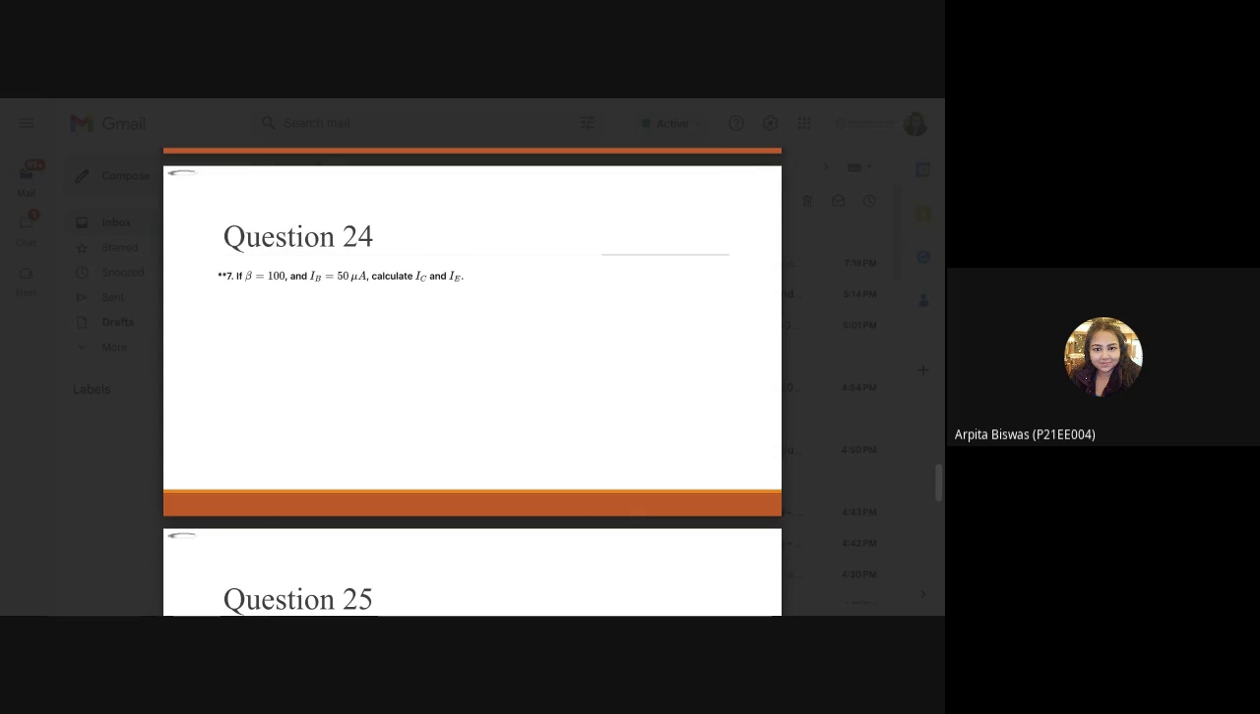So what is the answer? What is the value of this IC? How to calculate the IC? Tell me. Beta into IB, ma'am. Yes, it is beta into IB. So the value of beta is 100 and the IB is 50. So what is the value of IC? It is 5 milliamps, right? 5 milliamps. Yes. So what is the value of IE? Tell me. 5.05. Yes, 5.05 milliamps.